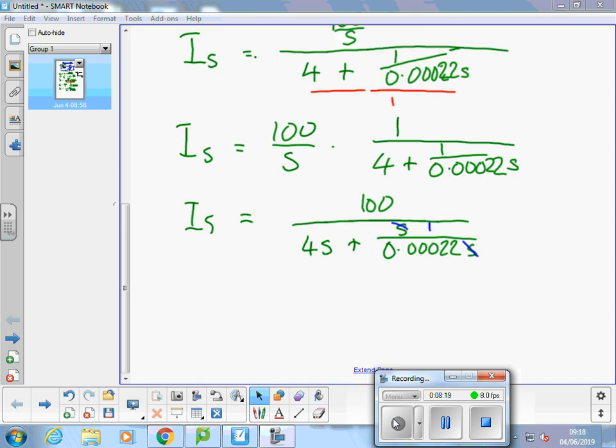So we get equals 100 over 4s plus, just check, make sure my calculations are right. I got 4545. Just check it, please.